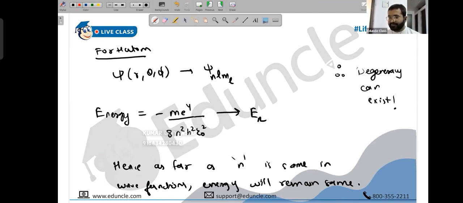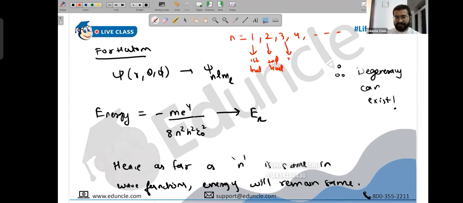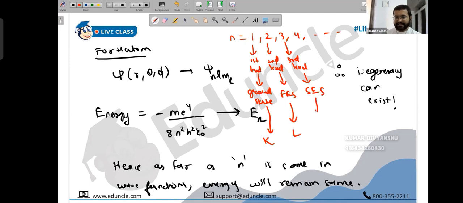K shell, L shell, N shell. N equals to 1 is K shell, N equals to 2 is L shell. That seems orbit theory. Remember, N starts from 1, 2, 3, 4. So this is basically first level, second level, third level. The first one is basically ground state. Second level is first excited state. Third level is second excited state. Ground state is K shell. First excited is L shell. Second excited is M shell. Note this if you want.